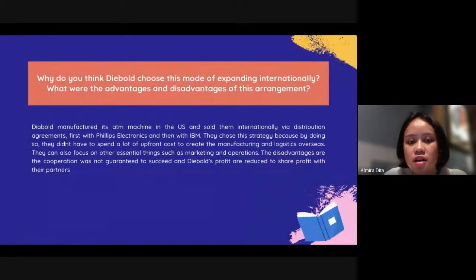So the first question of the case will be answered by the other member.